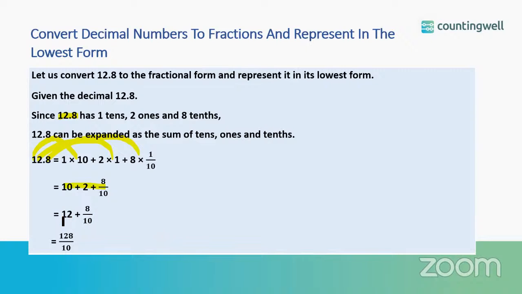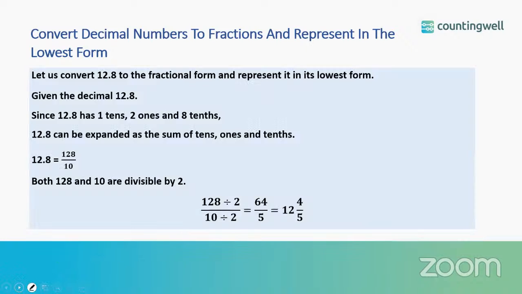So you know how to add unlike fractions. So we have here 12 by 1 plus 8 by 10. LCM is 10. So multiply 12 by 10 and you get 120. 120 plus 8 is 128.